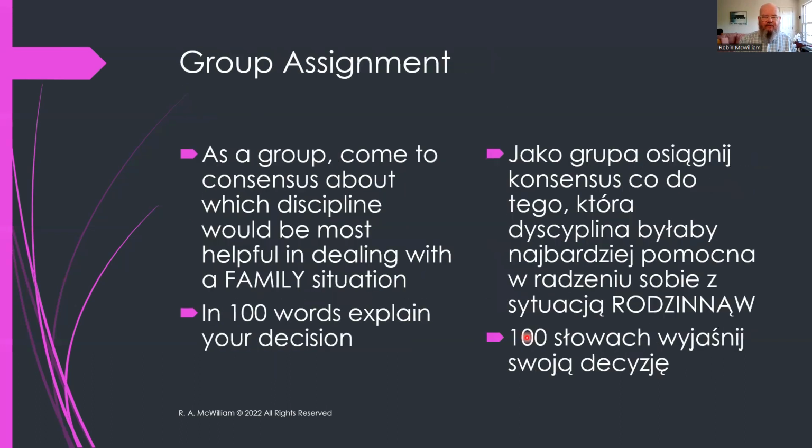We'll skip over the individual assignment. So your group assignment for this section is, as a group, come to consensus about which discipline would be most helpful in dealing with a family situation. In 100 words, explain your decision. So just one of you write the 100 words, get input from your group members, and I'll get one assignment in from your group.